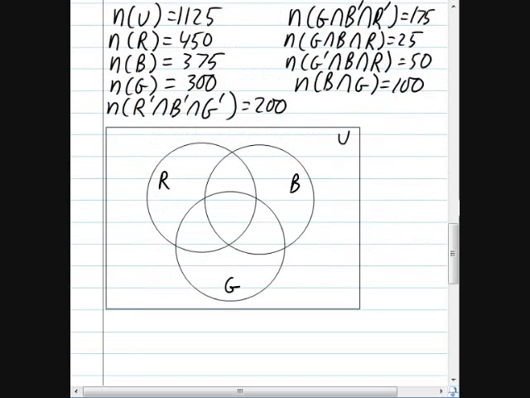Let's consider some basic techniques for filling in a Venn diagram. Suppose we have a three-set Venn diagram. Then any information given to us which represents the intersection of three sets or their complements is one of the smaller regions in the Venn diagram and can be immediately filled in. For example, this first piece of information, the fact that the number who are not in R and not in B and not in G equals 200, can immediately be filled in on the Venn diagram.